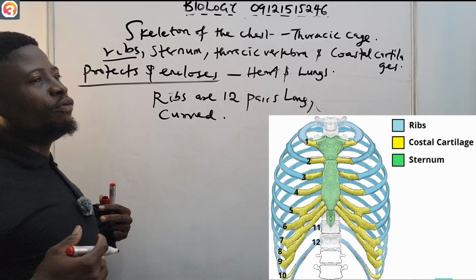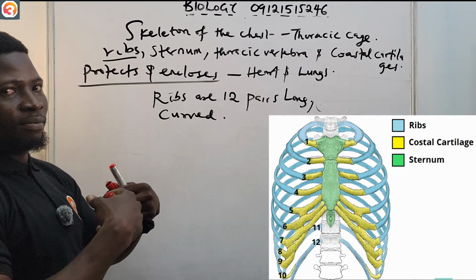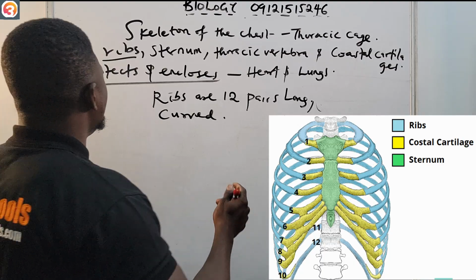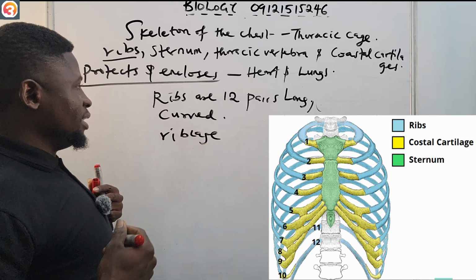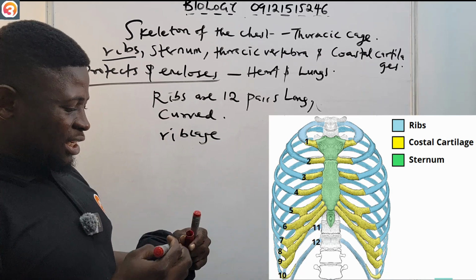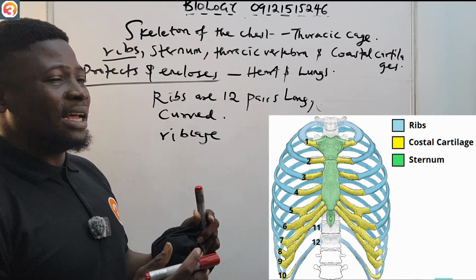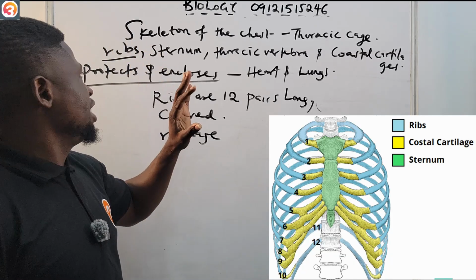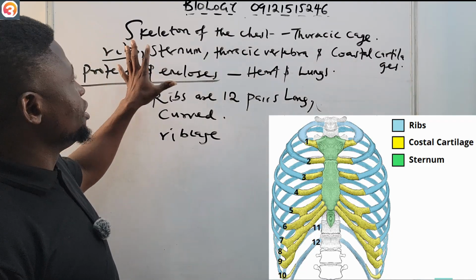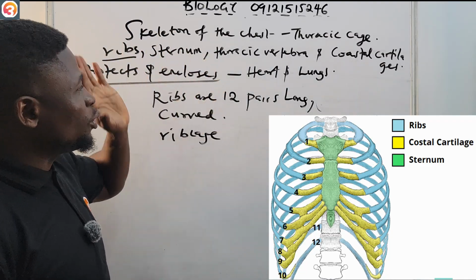They are curved towards the front of the body, forming the rib cage. That is what the thoracic cage is all about. The skeleton of the chest contains the ribs, the sternum, thoracic vertebra, and costal cartilages.